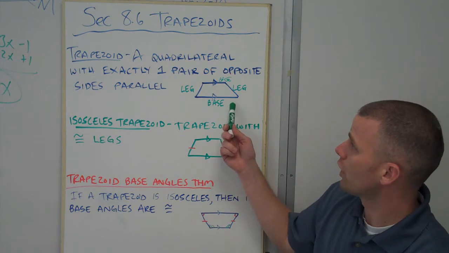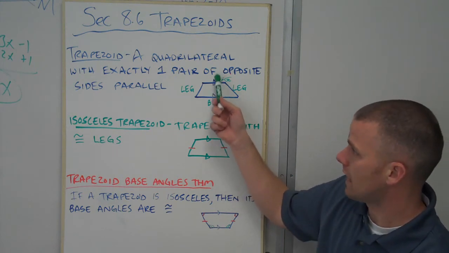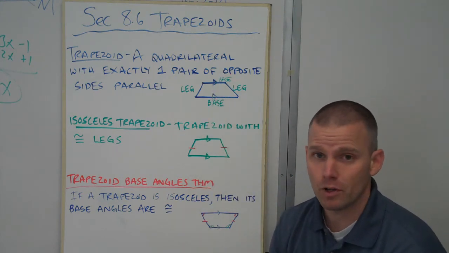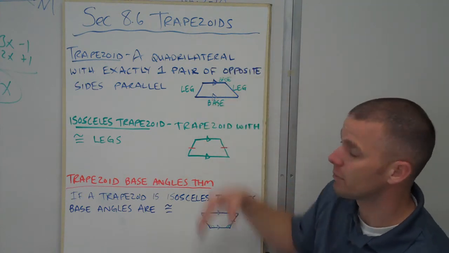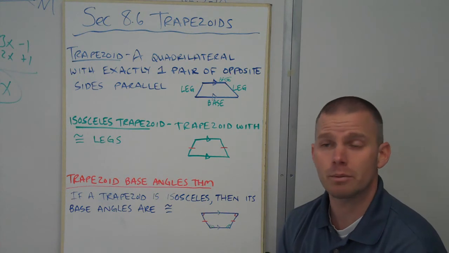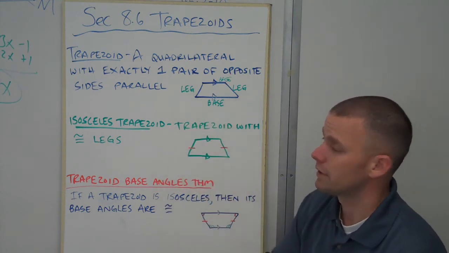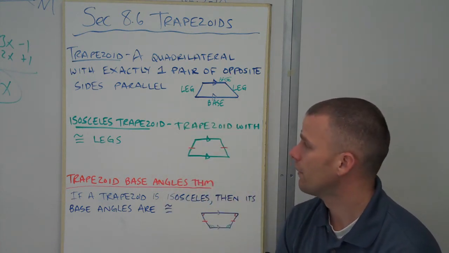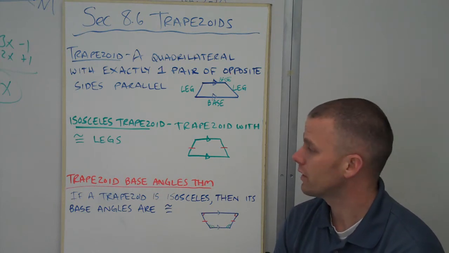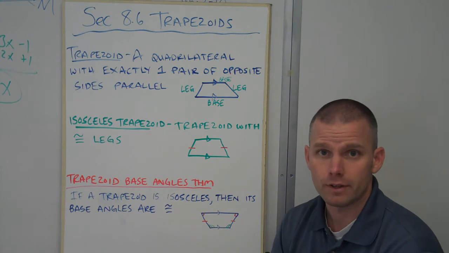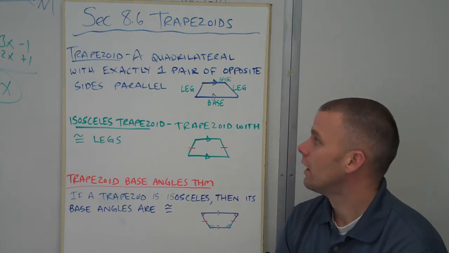So you see I gave you a little drawing here, the parallel sides being the top and the bottom. Typically the parallel sides are known as the bases. You have a base on the top, you've got a base on the bottom. The other two sides are typically known as the legs of the trapezoid. Those pieces of terminology will come in handy as we get into other things involving trapezoids.